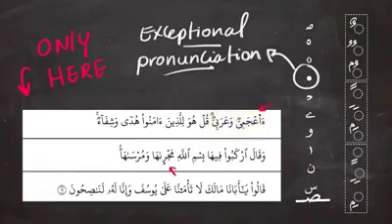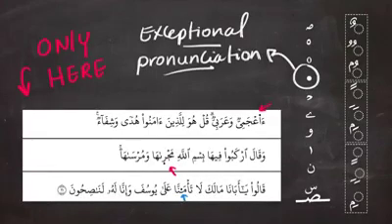Next example, when it comes under the ra, and in this case you will do what we call imala, which is not fully pronouncing the alif, and it would sound like that. بسم الله مجريها ومرساها. The last example is when it comes above the meme, replacing the noon.